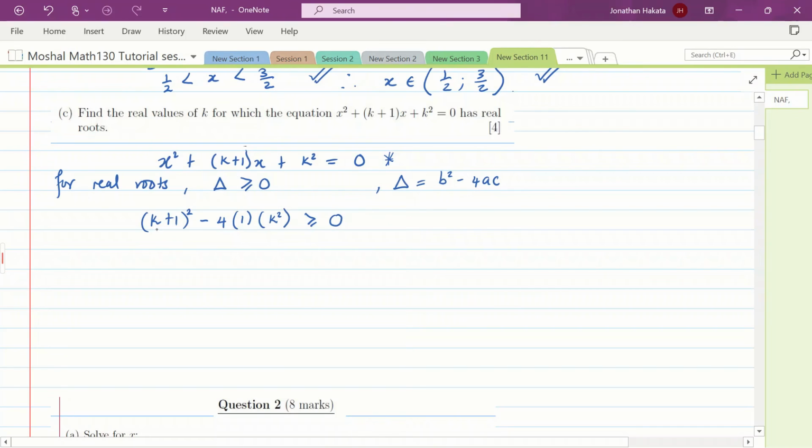So let's simplify this. This becomes k squared plus 2k plus 1 minus 4k squared. This should be greater or equal to 0. We subtract: k squared minus 4k squared is minus 3k squared plus 2k plus 1 greater or equal to 0. Now we have a problem factorizing this expression, where the leading coefficient of the quadratic term is negative.